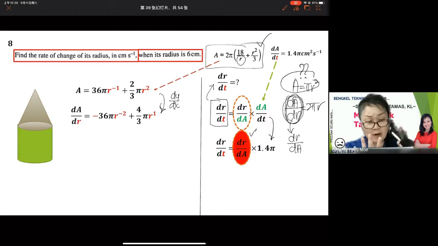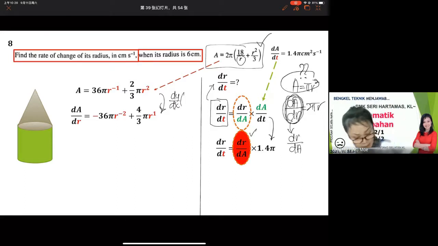You have your product, the quotient, the simple one, the polynomial, then you have the chain rule. There are 5 techniques that you need to master. Put here, 5 techniques, then you go and check it out from your textbook.